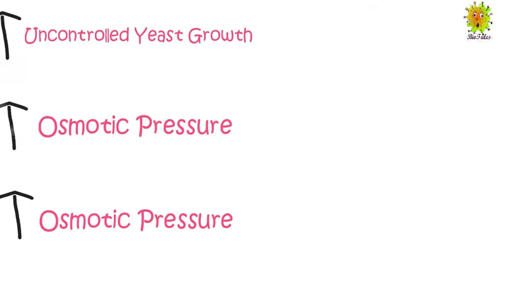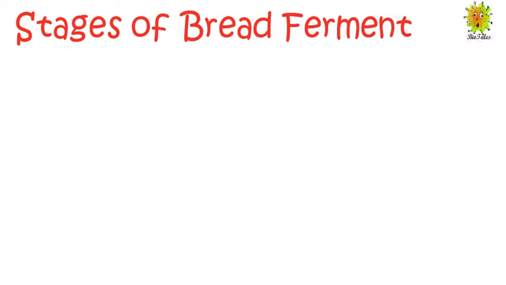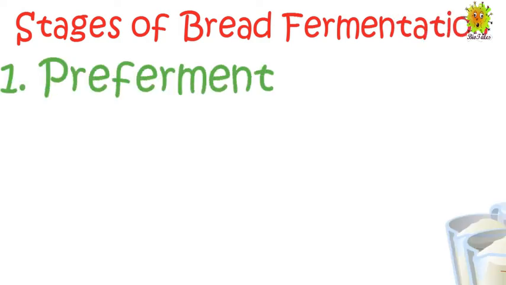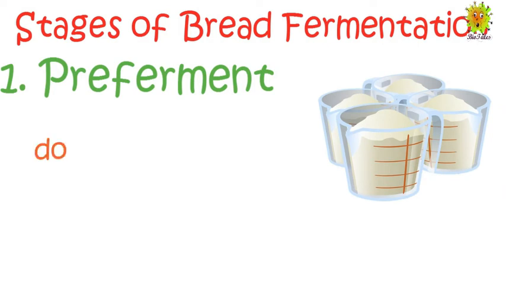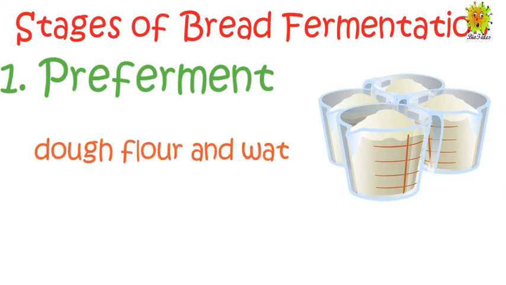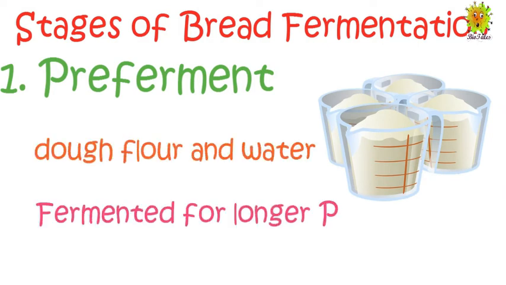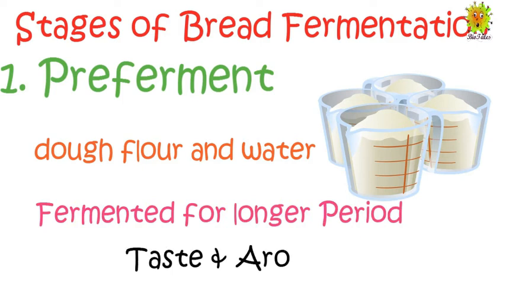Now let's discuss different stages of bread fermentation. First one is pre-ferment. It is an optional stage during which dough, flour and water are fermented for a long period of time. This gives a specific taste and aroma to the bread. The next stage is called first fermentation. In this step, pre-ferment is added into the rest of the dough.